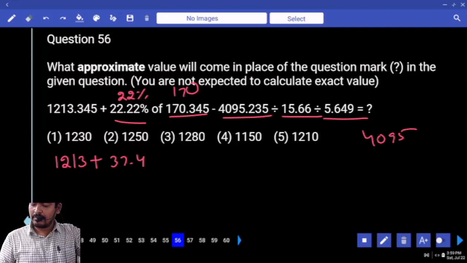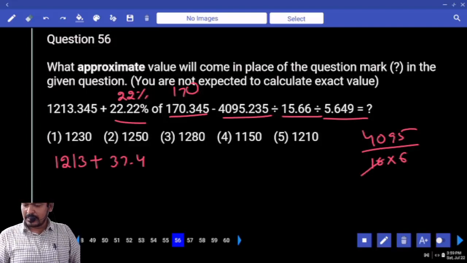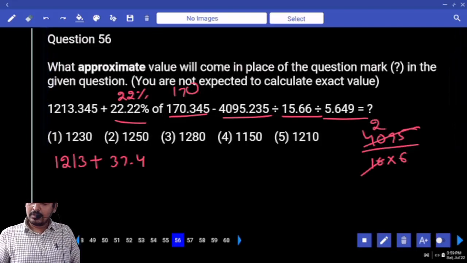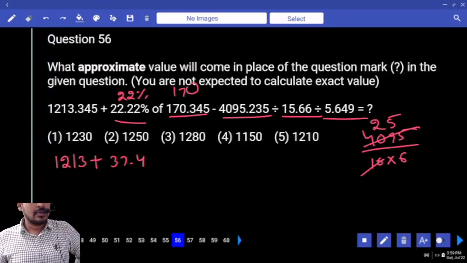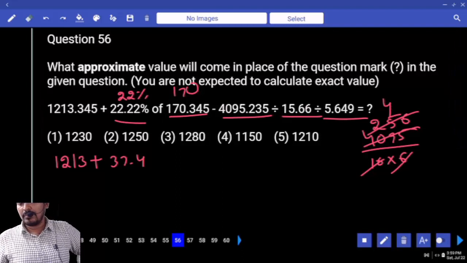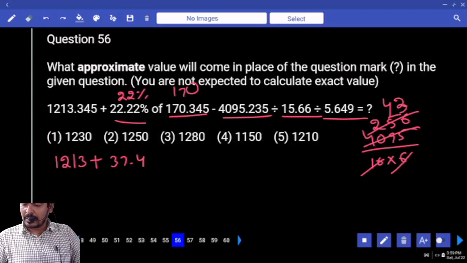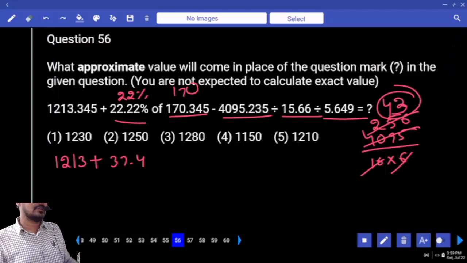4095 divided by which one? 16 into 6. And here 16. First of all 16 2 the how much? 32. What is the remaining? 89. Almost 5 times. Again remaining 95, means exactly 6 times. 6 how many times? 4 times. What is the remaining? 16. 16 means 2 times. More than 2 times or not? But less than 3 times. Just we consider 3 times value or not? Because it is nearby 18 or not?